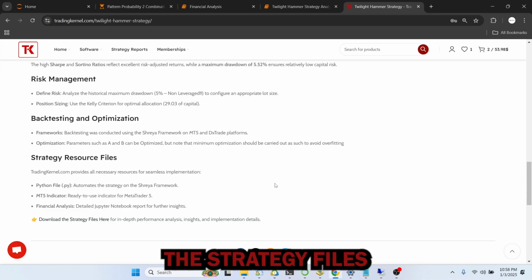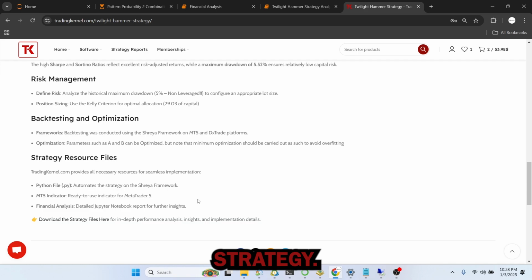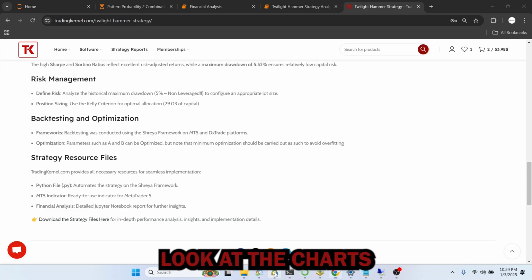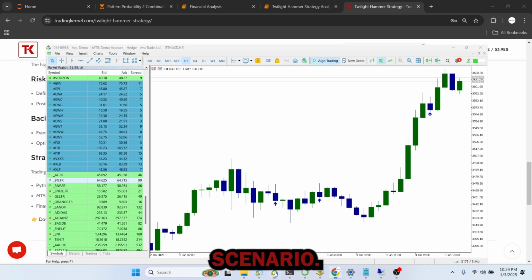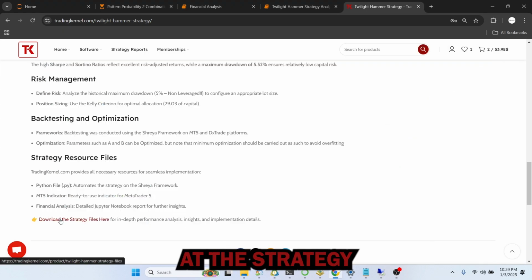You only download the strategy files if you want to do one of these three things. So you need the indicator, or you want to automate the strategy, or you also want to view the financial analysis. From what I've explained in this video, you could automatically look at the charts and try to perform a little bit of research in the direction that I've put you in, and you can come up with a very good strategy using this probability scenario. Okay, so let's look at the strategy files here.